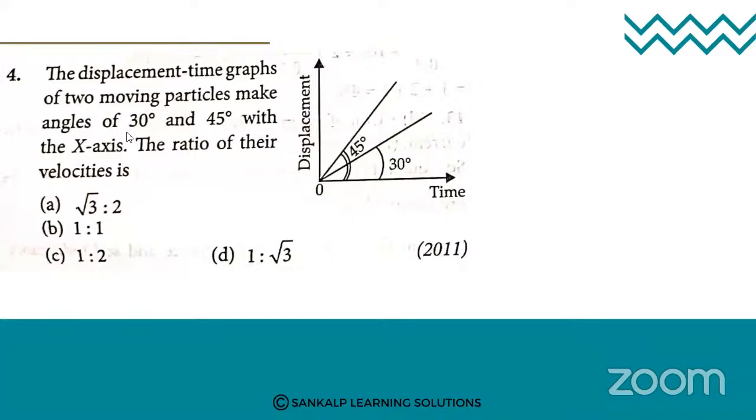Yes, the displacement time graph is there, students. You can see it is making some angle for the particles moving, that is 30 degree and 45 degree with the x-axis. The ratio of their velocities is.